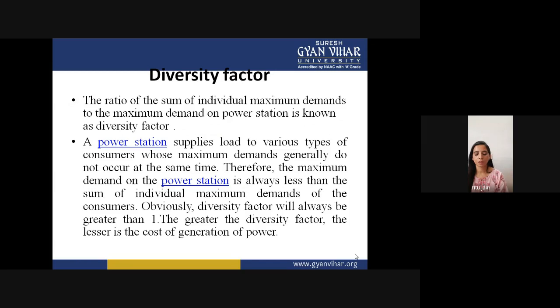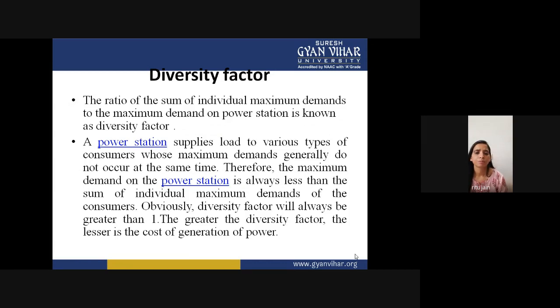For example, a power station is connected to four consumers. One consumer has his maximum demand at a different time, the second consumer will have his maximum demand at a different time, the third consumer also, and the fourth consumer as well. But the power station maximum demand will be different. Therefore, the maximum demand on the power station is always less than the sum of individual maximum demands of the consumers. So the diversity factor will always be greater than 1.